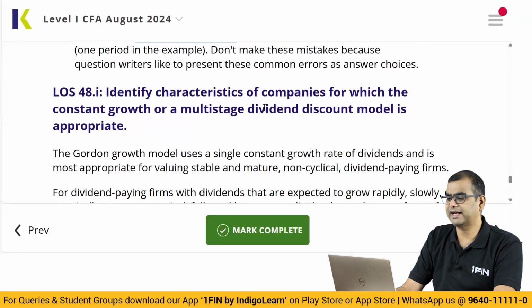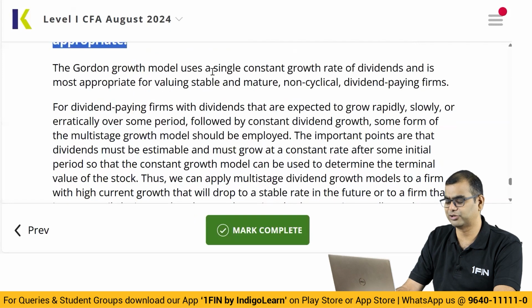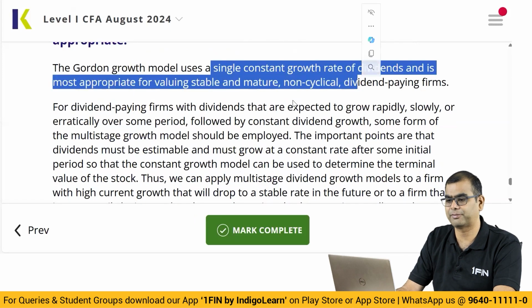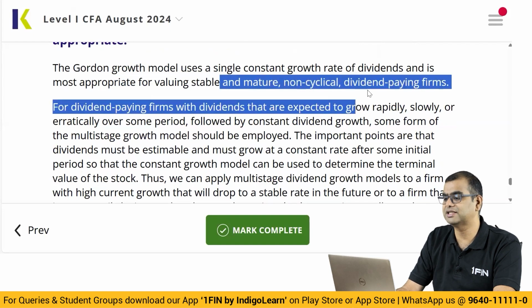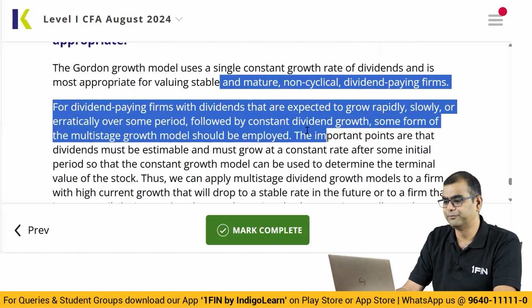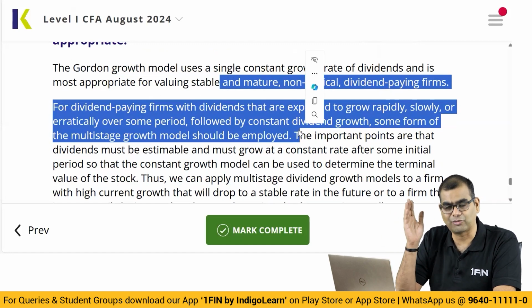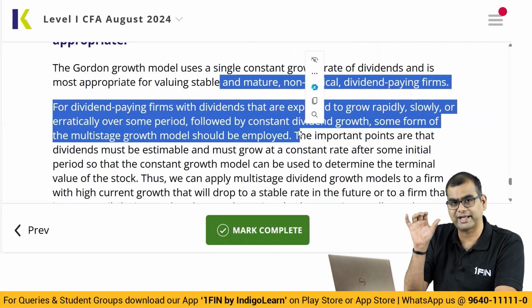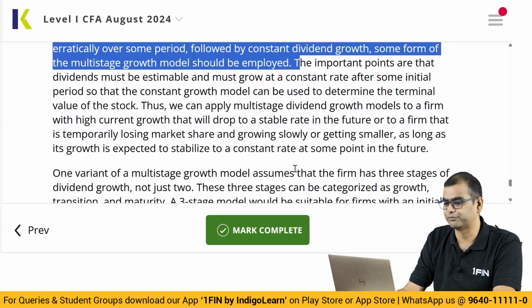Identify the characteristics for companies for which the constant growth or multi-stage model is appropriate. For whom is it appropriate? Most appropriate for valuing mature, stable and non-cyclical dividend paying firms. For firms where the dividend is expected to grow at a high rate, slowly or erratically, you should first project dividends till the time they become constant; these dividends you take as multi-stage, and subsequent dividends you take at constant stage. So that is the thing.